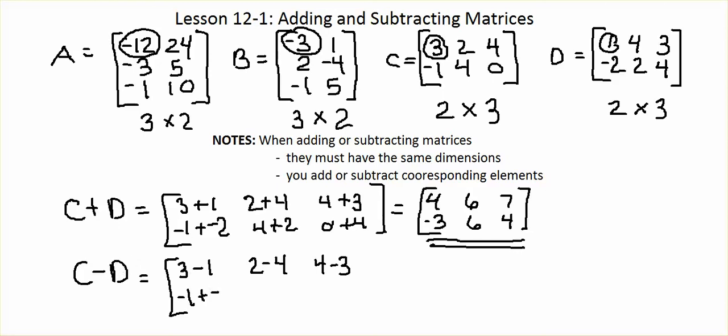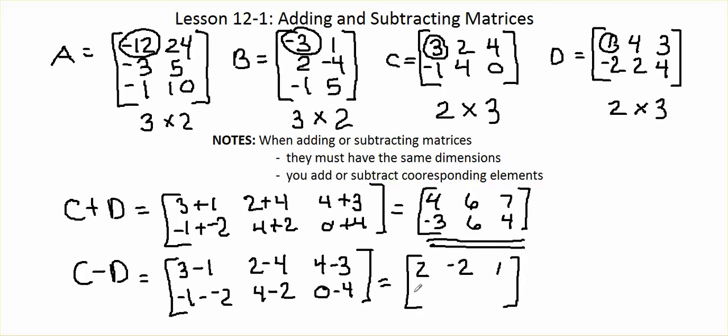Oops, I think I did something wrong there. That needs to be a subtract. So we'll go ahead and subtract that. 4 minus 2 and 0 minus 4. Our resulting matrix will be 3 minus 1 is 2. 2 minus 4 is a -2. 4 minus 3 is 1. -1 minus -2 is a +1. 4 minus 2 is 2. And 0 minus 4 is a -4. And that is how you add or subtract matrices.